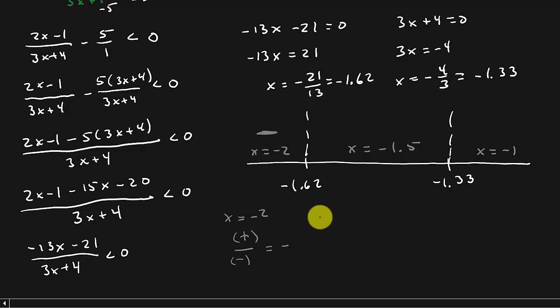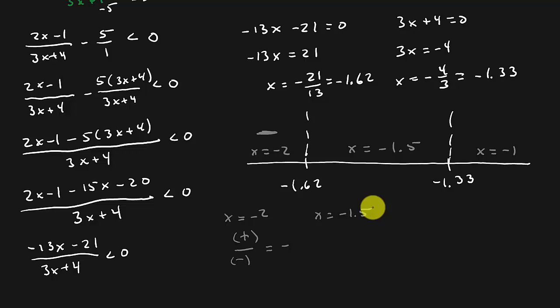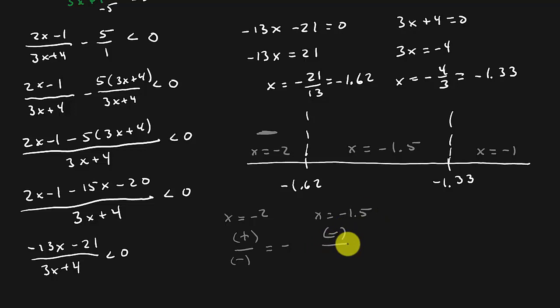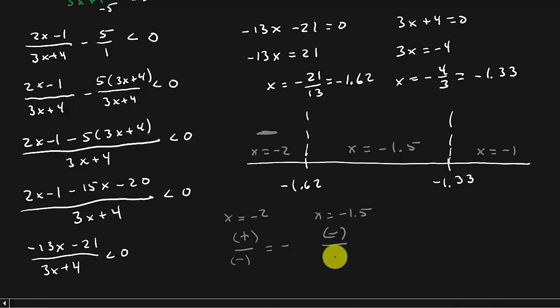Now let's look at x equal negative 1.5. So this one I might need to punch into my calculator. Negative 13 times negative 1.5 minus 21. That's negative 1.5, so that's a negative up here. And then 3 times negative 1.5 plus 4 is negative 0.5. So that's a negative down here. So that's going to be a positive.